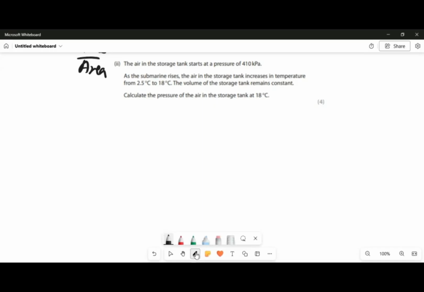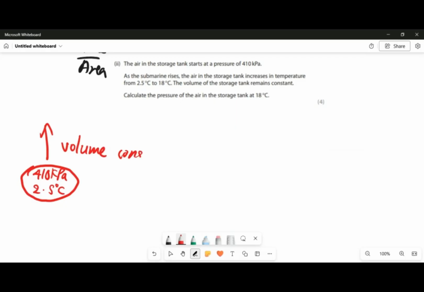Like in the previous questions, before doing this one, we shall sketch a diagram. At the beginning, the pressure is 410 kilopascal and the temperature is 2.5 degrees Celsius, and then the submarine rises, and during this process the volume does not change, volume is constant. So the final temperature of this gas is 18 degrees Celsius, and we are asked for the final pressure.